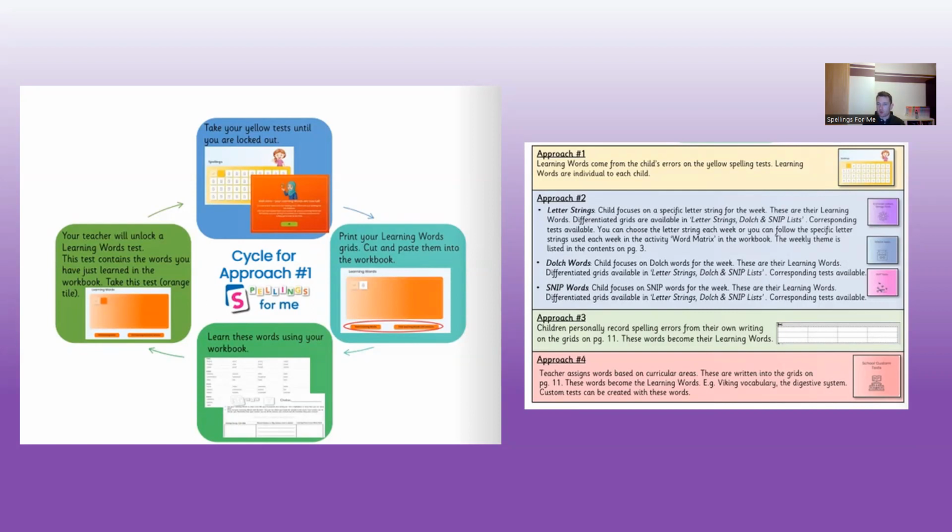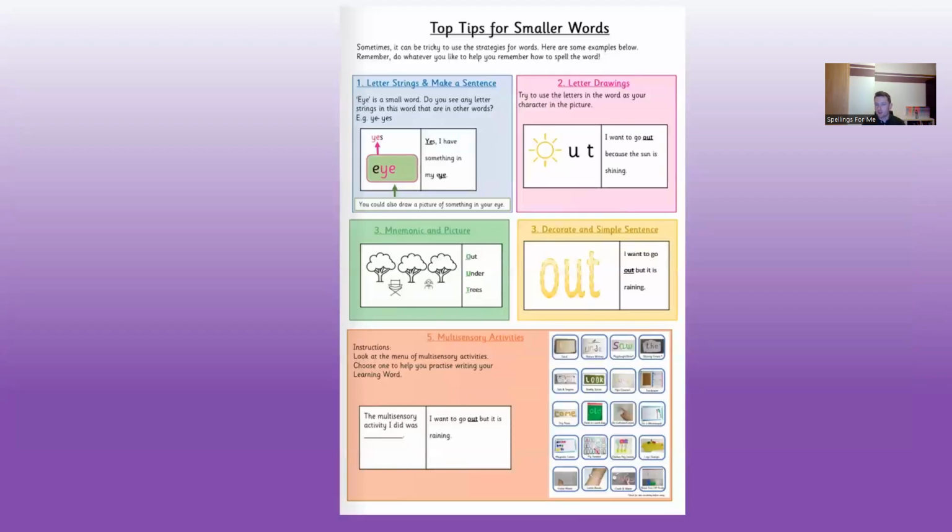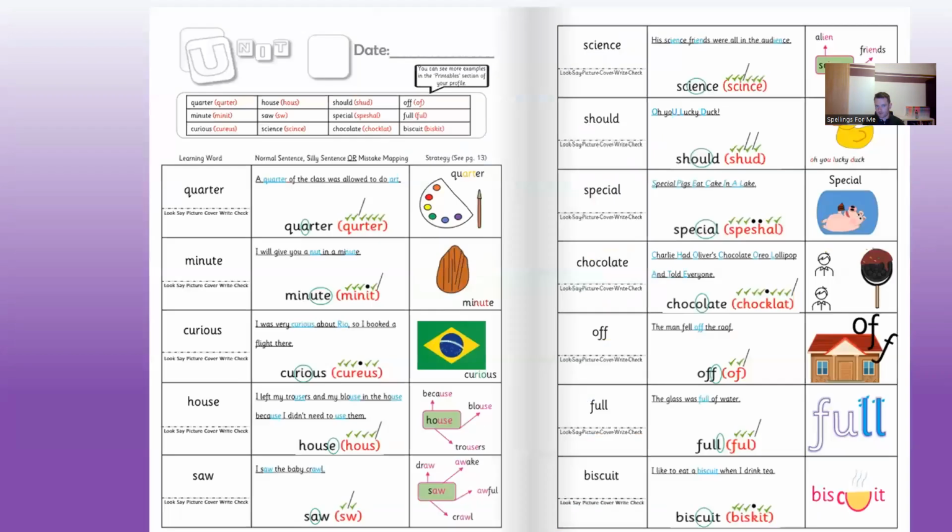I believe the best approach in second class is approach 2. That's where we use the letter string list or the Dolch list or the snip list. Okay, because we do believe here at Spellings for Me that using individualized lists in first class is not the best approach. There is a page in the student workbook that explains how best to use our top tips for smaller words. If you're interested even in the support setting and going into this further, we have a video similar to this one that's called Using Spellings for Me in Support.